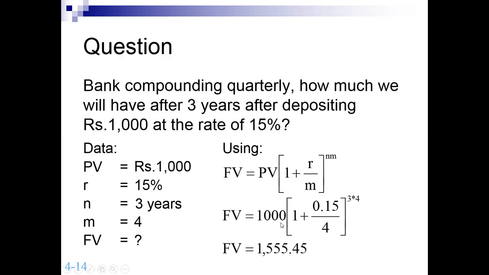So 1000 deposit amount, 0.15, M is coming as 4, and this part is tricky. Why 3 multiplied by 4? 3 is showing your number of years and 4 is showing M. M stands for the number of quarters that you are using in the question. So you will be able to get an answer of 1,555.45.